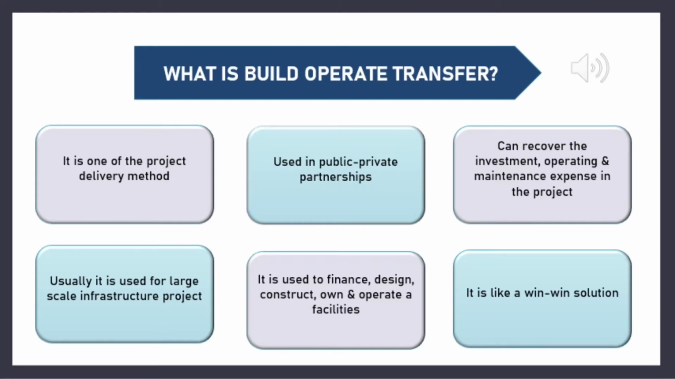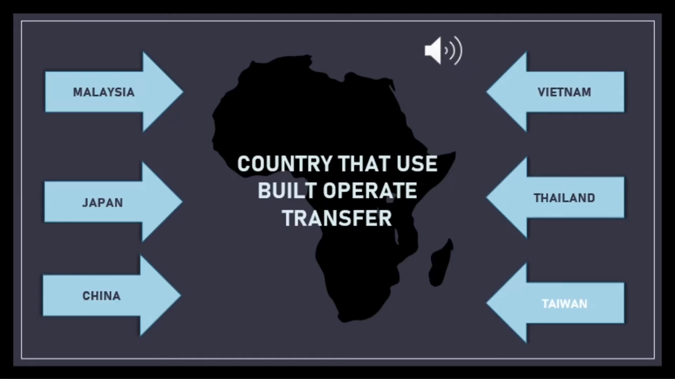For example, this contract is in terms of 20 years. So, in 2032, the land and the building still belong to Malaysia. Not only Malaysia uses build operate transfer, other countries such as Japan, China, Vietnam, Thailand, and also Taiwan use this build operate transfer.